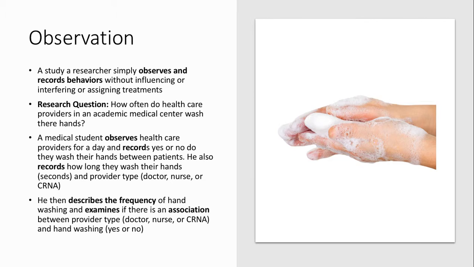So here, for example, you may design this simple study, and then a medical student observes providers for a day and records yes or no, do they wash their hands between patients? He also records how long they washed their hands and what provider type they were. And then maybe he compares or describes the differences between doctors and nurses. He may even examine if there's an association between provider type and whether they washed their hands, yes or no, or for how long. And so that would lead to different types of statistical tests that we may use.